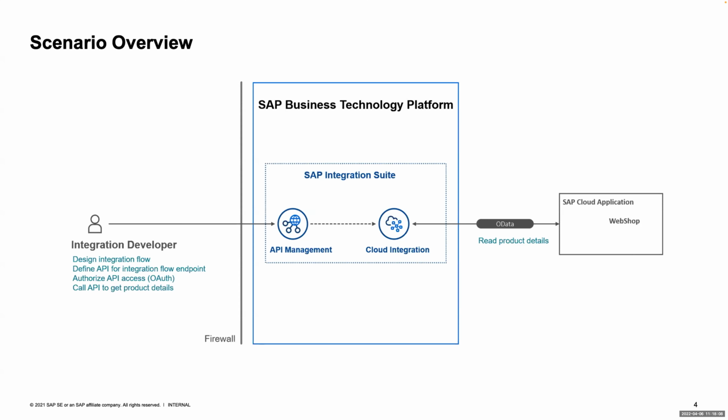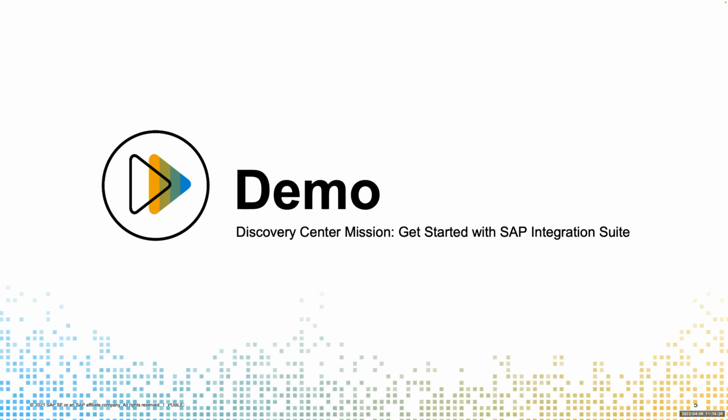So the data flow essentially is that whatever request you're sending goes to the API exposed by API management. And then that makes a call to cloud integration, which then fetches the data from the web shop and then displays it. So that is the flow that we are going to build today. So without further ado, let's jump into the demo.